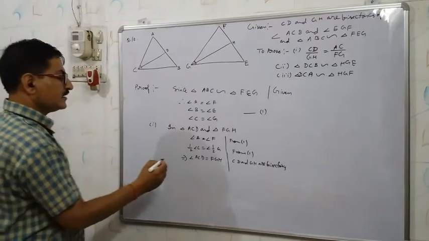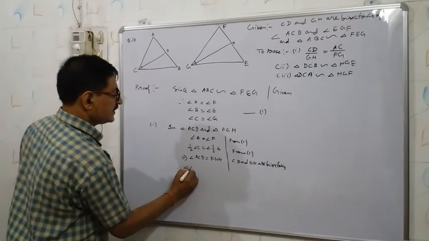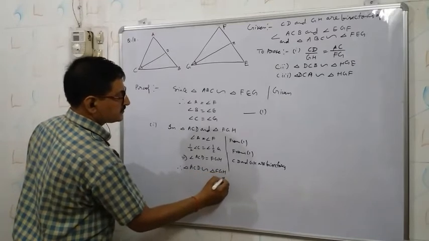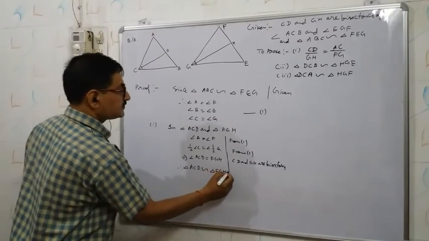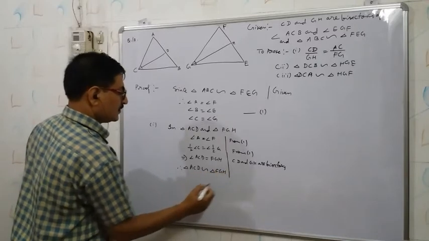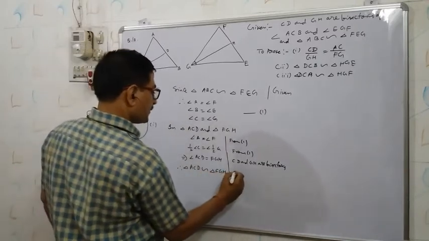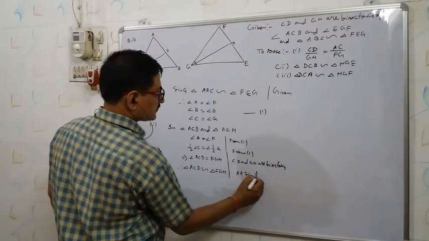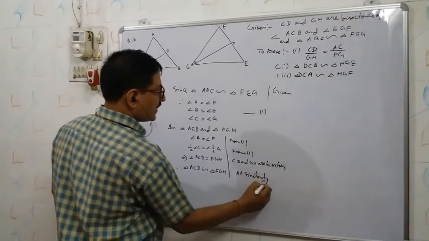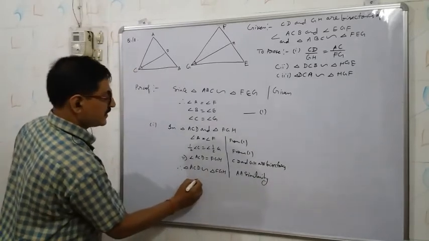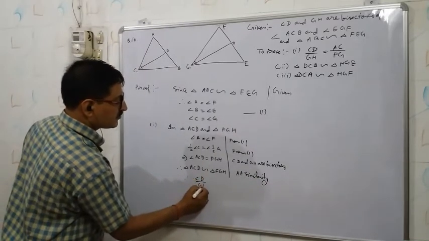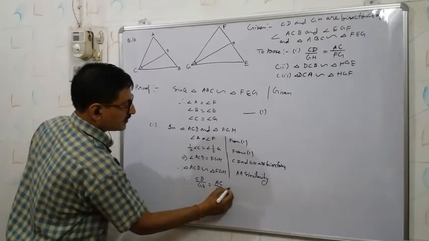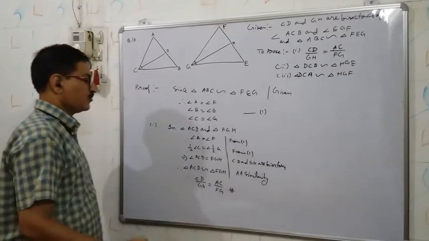So now we can write that triangle ACD is similar to triangle FGH, by which rule? Double A similarity. And if they are similar, students, then we can write that CD upon GH equals AC upon FG. Hence proved. This is the first part we have proved.